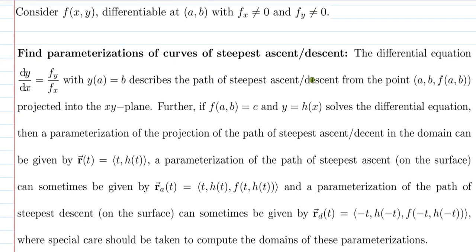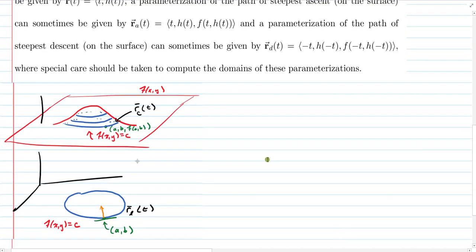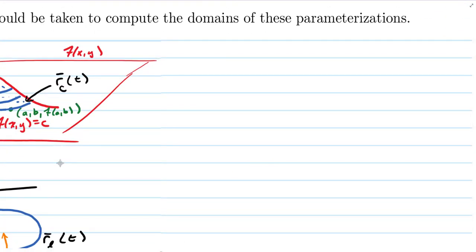So read through this, folks. This is our statement. This is the roadmap for how to build the curve of steepest ascent or descent. And what I'd want to do is justify why it is we need to solve this differential equation here. The rest of this, constructing the parameterization of the curve of steepest ascent and descent in the plane, or those two curves in 3-space, that's not a big deal. It's very similar to what we did in the last video. So let's take a look at this here.